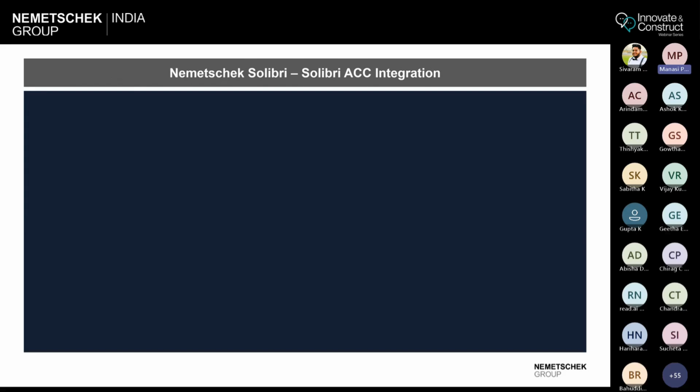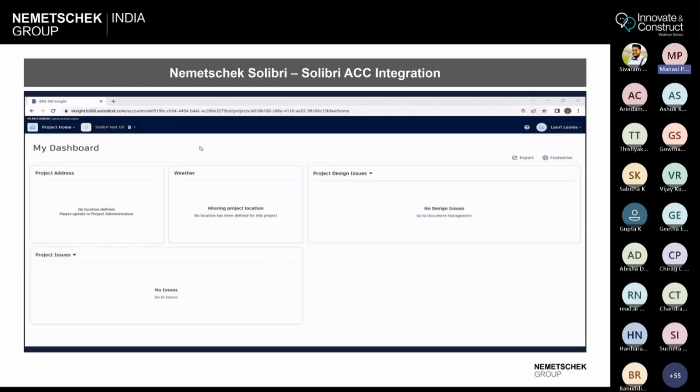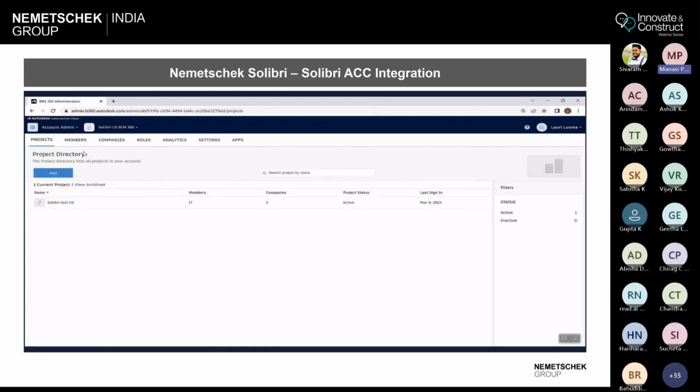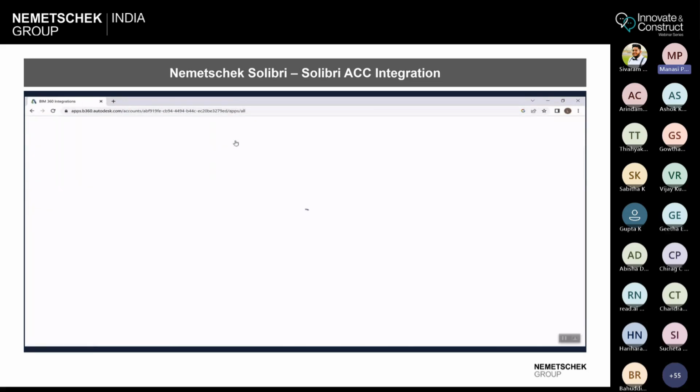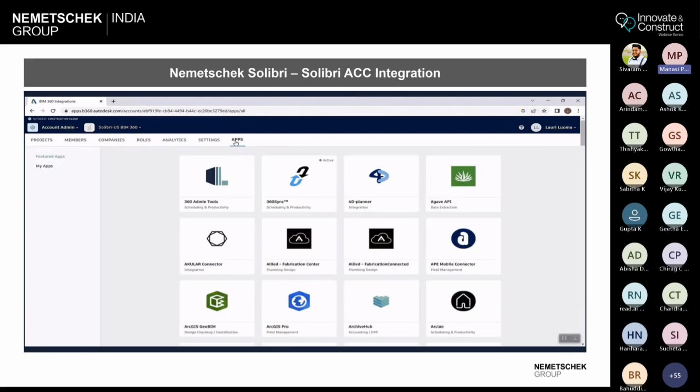Now let's check out how Solibri can seamlessly integrate with the Construction Cloud. We'll see first how the connection is established. First we need to establish the connection inside ACC. We go to the ACC apps. This requires administrator rights in ACC. Make sure to activate the connection for each server to access all ongoing projects.